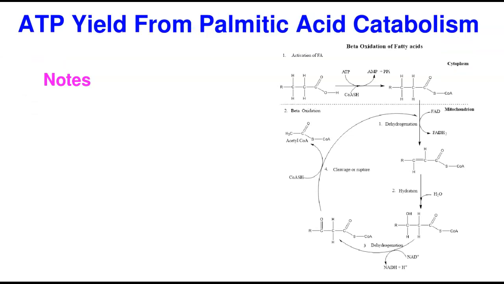Now, let's go to our ATP yield from palmitic acid catabolism. Our interest is palmitic acid, which is C16. That's why I use this as an example. Remember, let's paraphrase what we did earlier. In beta oxidation, the activation reaction takes place in the cytoplasm, and it takes 2 moles of ATP. 2 moles of ATP are used, so you lose 2 moles of ATP.